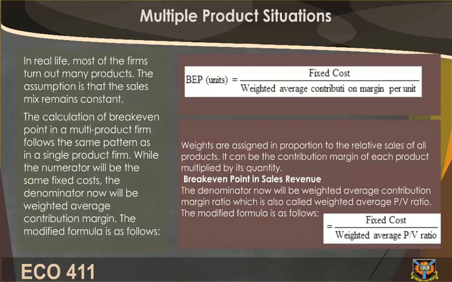Weights are assigned in proportion to the relative sales of all products. It can be the contribution margin of each product multiplied by its quantity. Break-even point in sales revenue. The denominator will now be weighted average contribution margin ratio, which is called weighted average PV ratio. The modified formula is shown as follows.